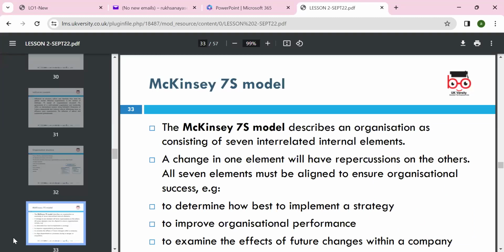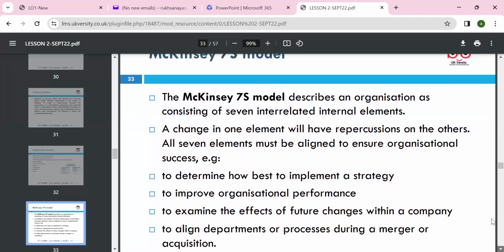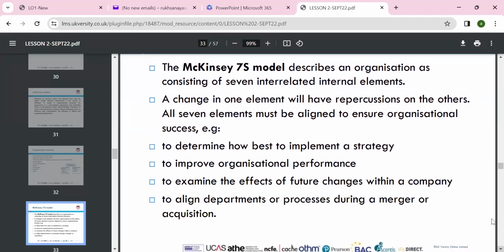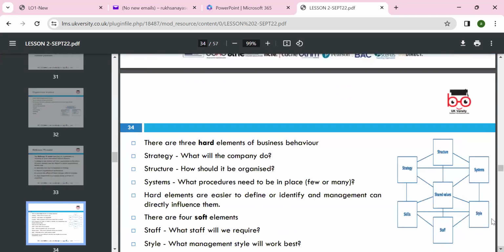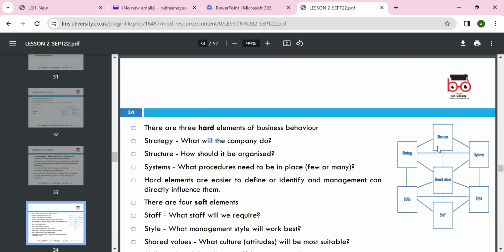Okay, we have one of the great authors, McKinsey's 7S approach. So he's saying when you're making strategy and structure, you have to focus on the 7S. Determine the best improved strategy, performance, and change within the company in line with the organization. So what does 7S stand for? We can look at structures, systems, strategies, skills, staff, style, and shared visions or values. These are the 7S approach.